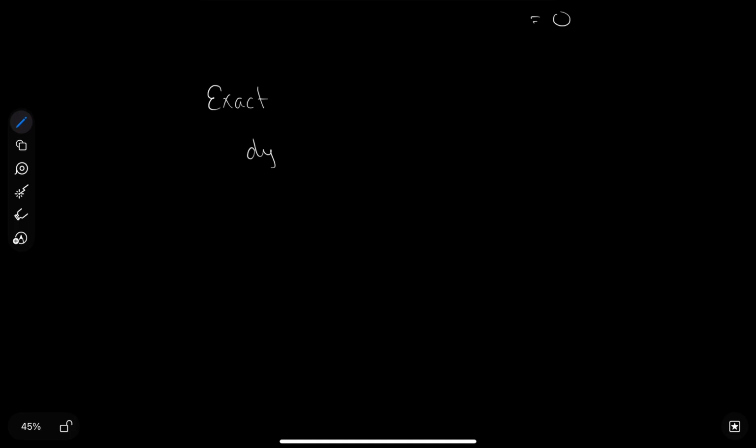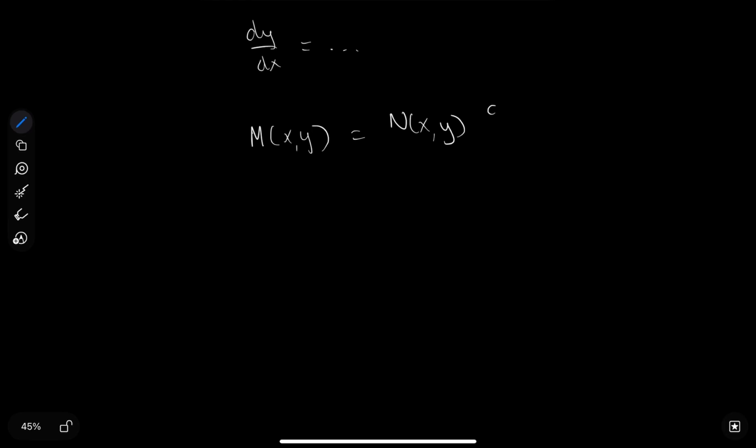Instead of having dy/dx equals some garbage, or dy/dx plus some other term times y equals some garbage, instead we can take, I'll just do the examples. So if we have a function M(x,y) equals N(x,y) times dy/dx, we can multiply by dx on both sides. So M(x,y) equals N(x,y).